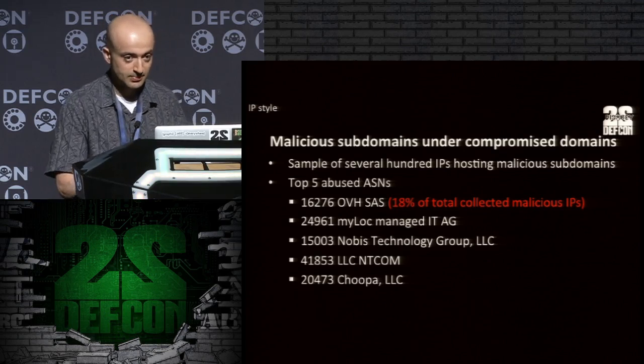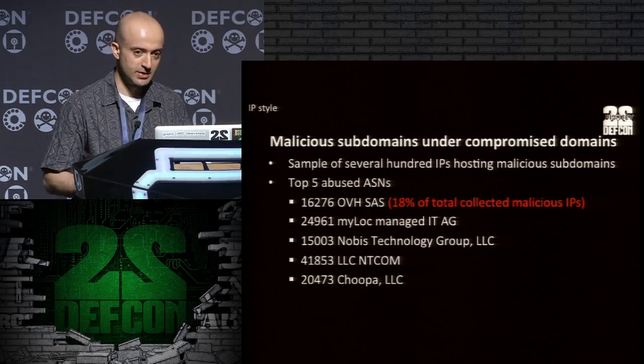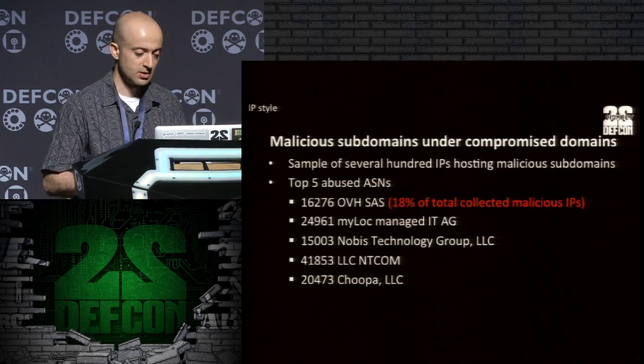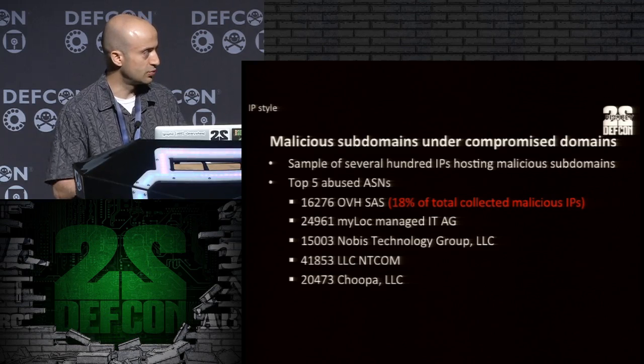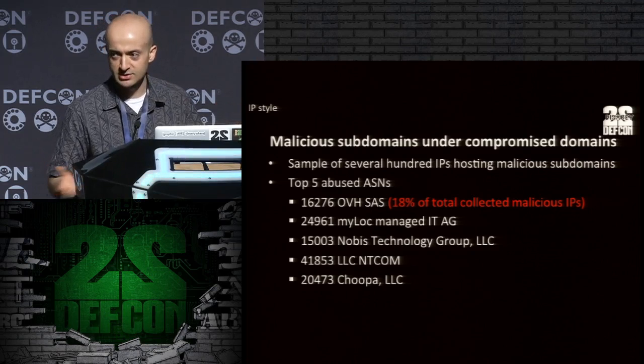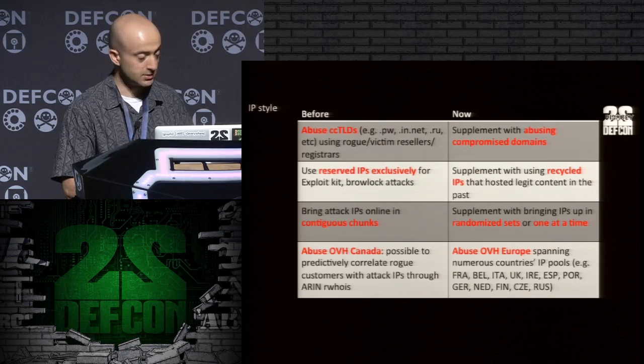Now looking at the top abused ASNs, again, OVH is on the top. 18% of the malicious IPs were from OVH within a sample of malicious IPs. And we also have ASNs scattered across Europe and North America.